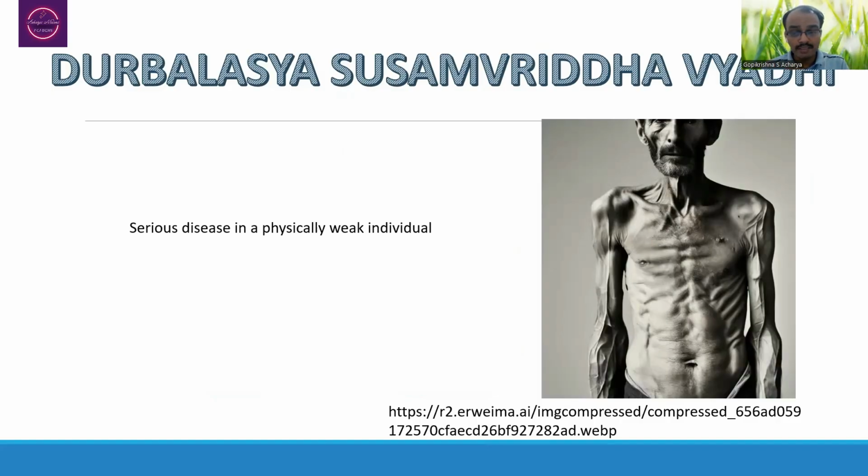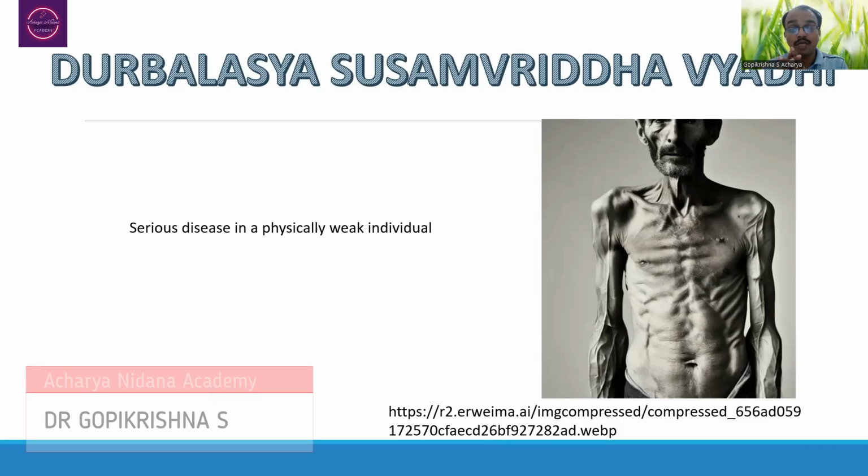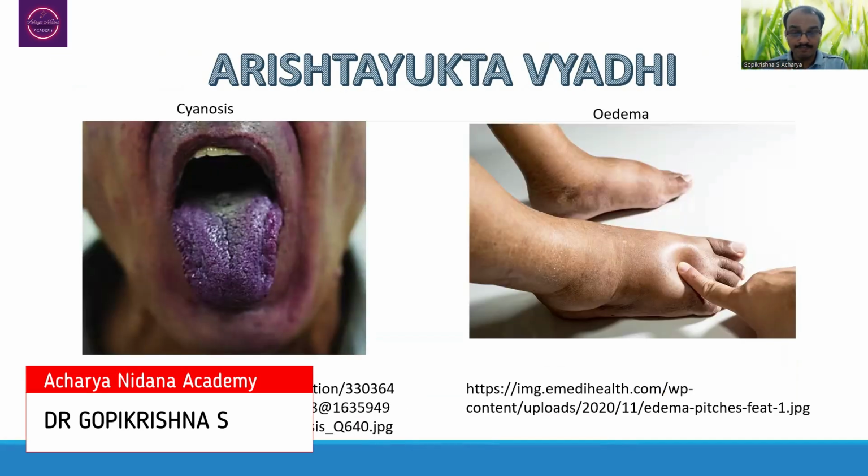Durbalasya Susamriddham. That is a person who is physically weak or mentally weak or emotionally weak and is suffering from a serious disease, maybe carcinoma or acquired immunodeficiency syndrome, etc. In that situation, we may say it could be a durbalasya susamriddham vyadhi, arishta yukta vyadhi, that is, signs of imminent death. For example, if cyanosis is observed, it could be considered central cyanosis. Whenever we say central cyanosis, the person may be suffering from a major respiratory or major cardiac disease. If adequate treatment is not given, this may lead to the death of the individual in due course of time.